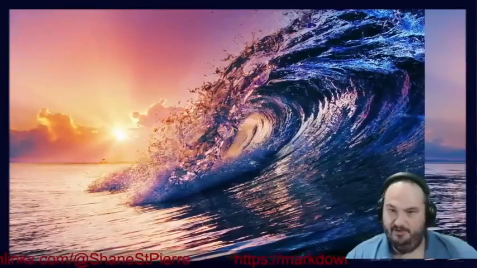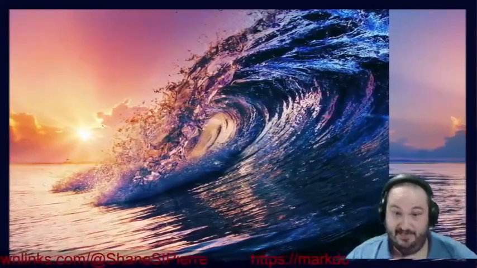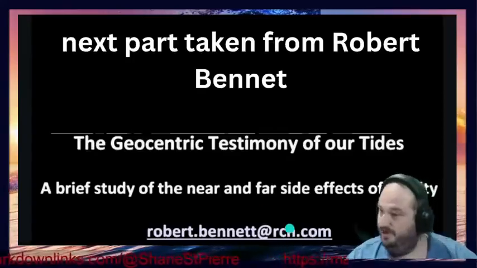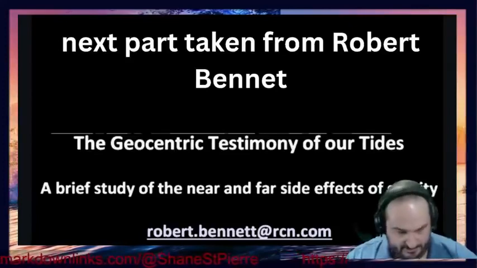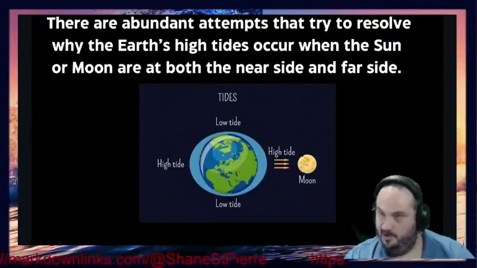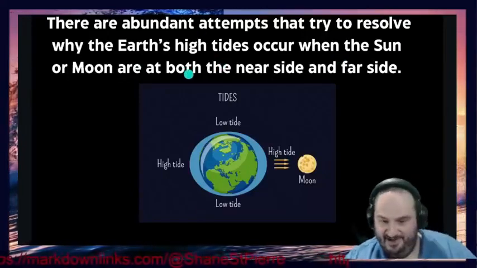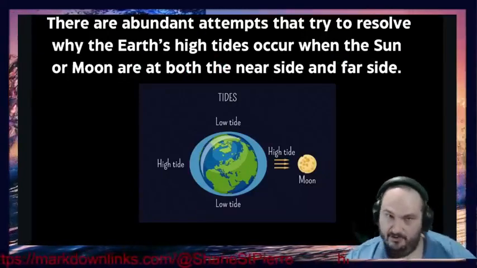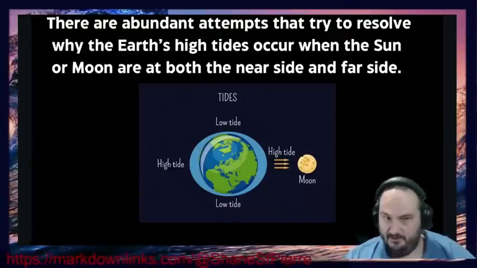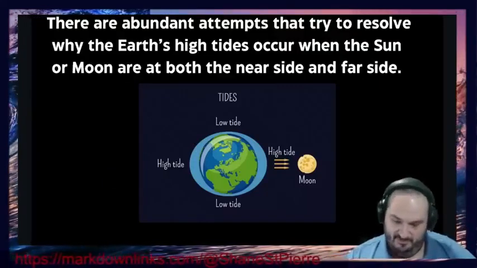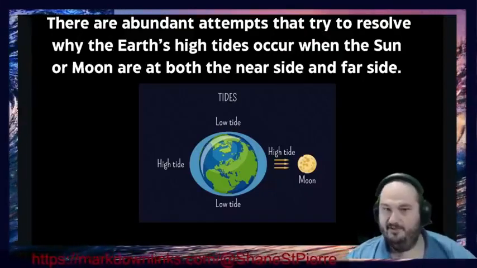All right, we're going to take a quick look at Robert Bennett's paper, The Geocentric Testimony of Our Tides. It is a banger. Right, so thanks to Robert Bennett, we have this wonderful paper. We will go through the math, the proposition, and the conclusion because we all agree. So he set out to solve the problem of why do high tides occur when the sun and the moon are at both the near and far side. Essentially, why do we have the double diurnal semi-bulge, and how do the sun and the moon both interact to cause that bulge as per the heliocentric model?